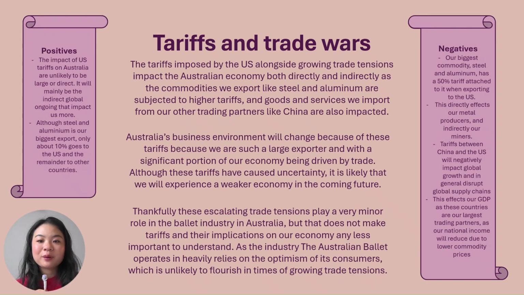The tariffs imposed by the US alongside growing trade tensions impact the Australian economy both directly and indirectly, as the commodities we export, like steel and aluminum, are subjected to higher tariffs, and goods and services we import from our other trading partners like China are also impacted. Australia's business environment will change because of these tariffs, because we are such a large exporter with a significant portion of our economy being driven by trade. Although these tariffs have caused uncertainty, it is likely that we will experience a weaker economy in the coming future.